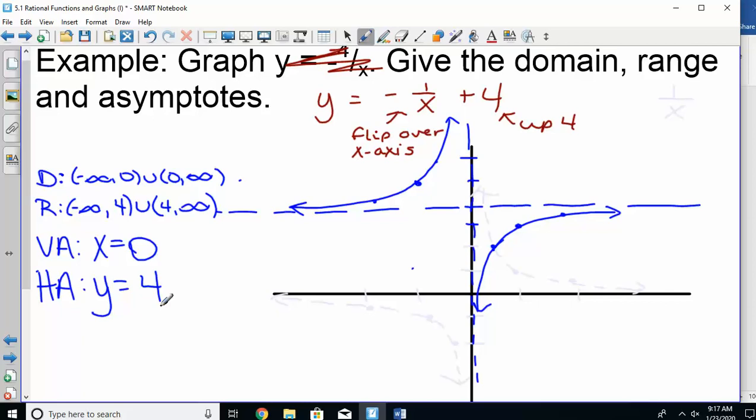Questions there? Let's look at the notes.